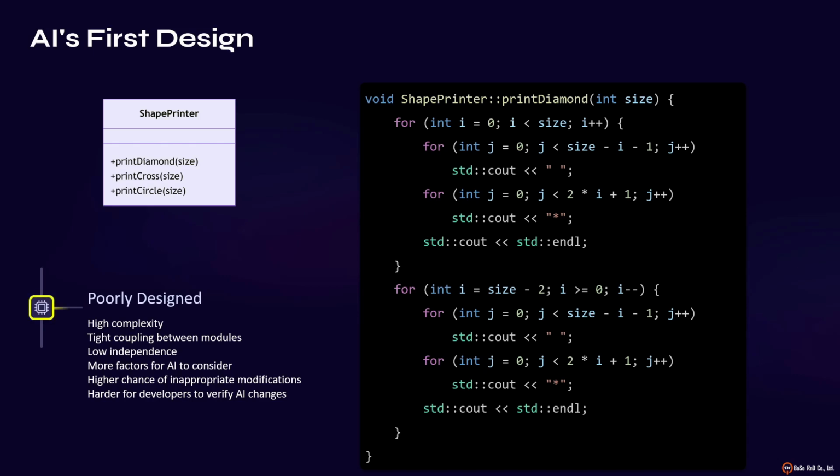The poorly designed software has high complexity, tight coupling between modules, and low independence. For this reason, AI also has more factors to consider, increasing the chance of inappropriate modifications. Naturally, it's also harder to verify the code changed by AI.